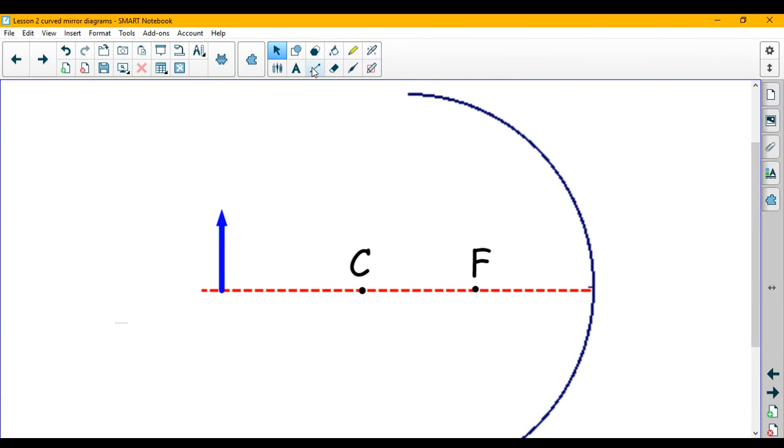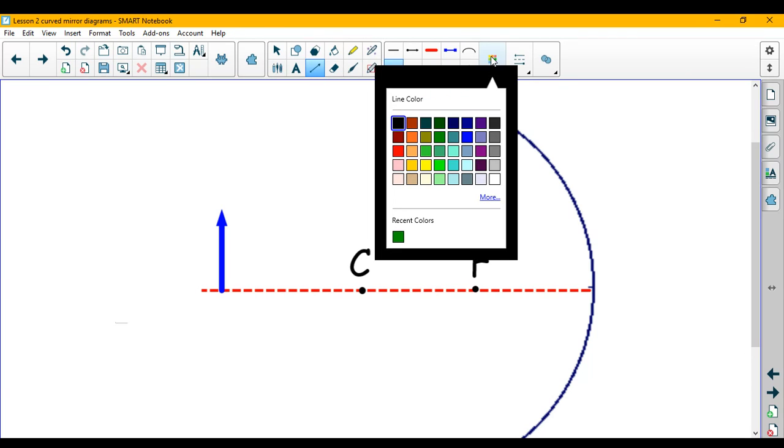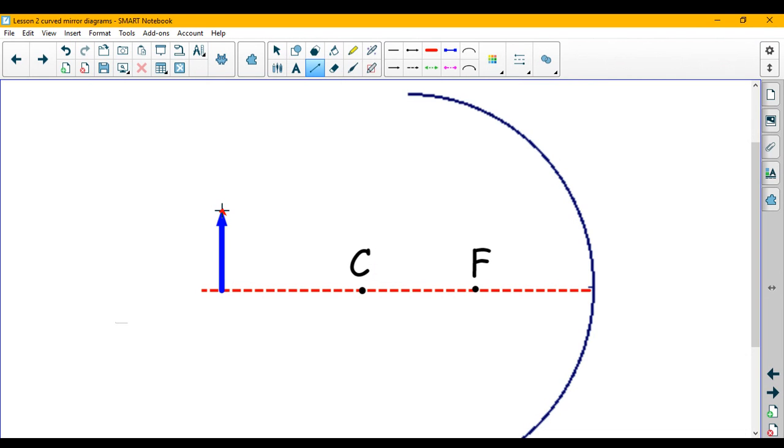So we're going to draw our three lines. Now the trick to this is to remember your three rules. Make sure you're drawing the ones for the right type of mirror, in this case, a concave mirror. And we always start our arrow at the top of the object, because this blue arrow is the object, right? So we want to start our arrow there and then draw our first rule. We'll always go through the top of the object because that will find us the top of the image.